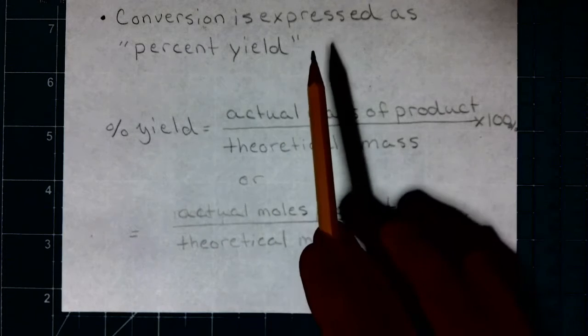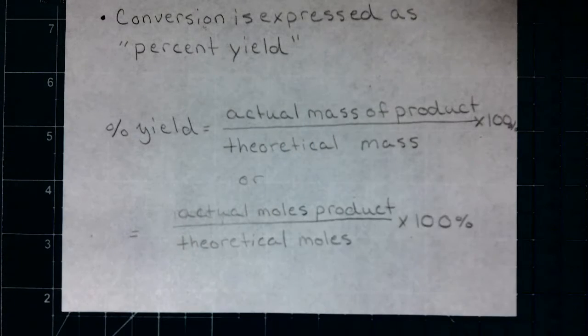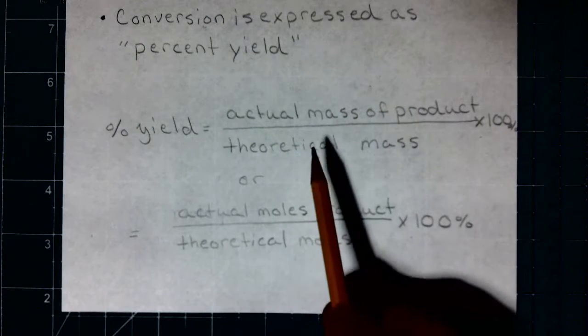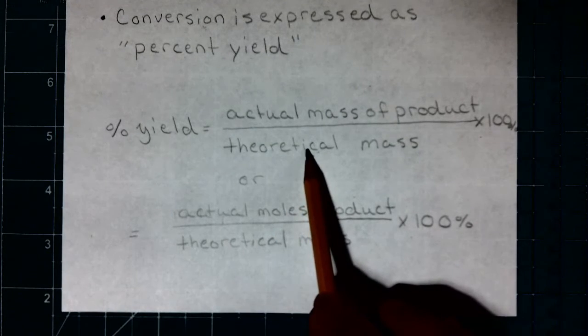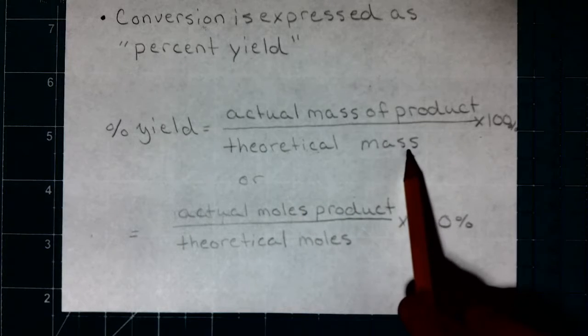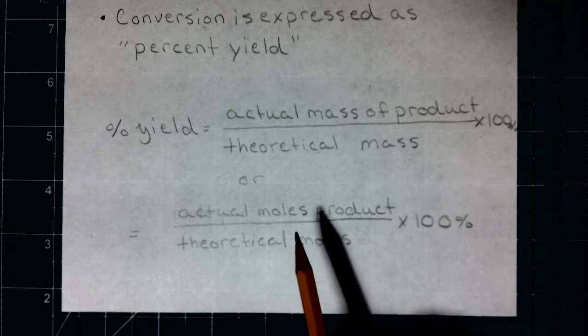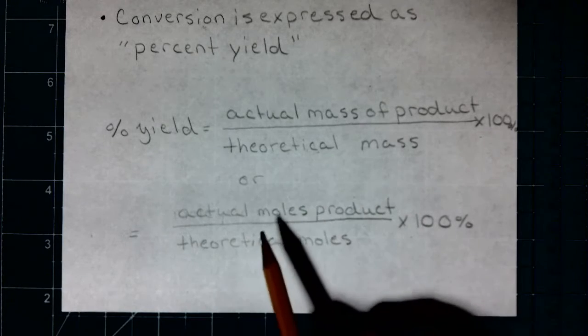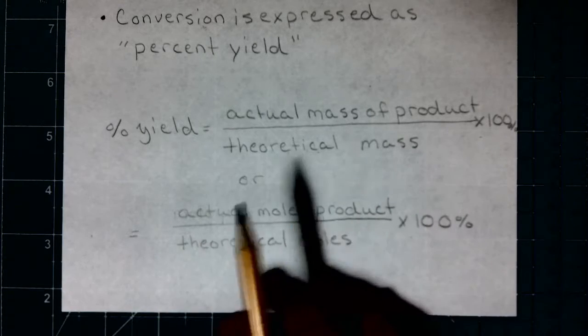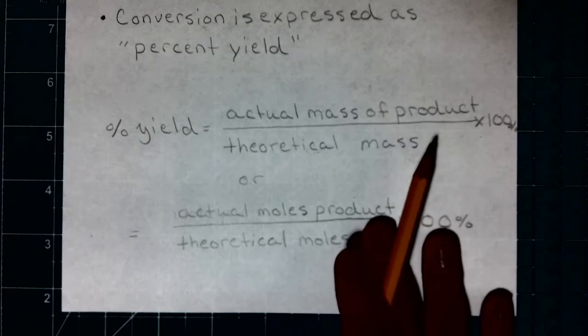Our theoretical mass is exactly what we've been calculating so far. The theoretical mass is the mass that you should get when you've identified the limiting reagent and gone through the calculations to figure out what mass you should get if you had 100% completion all the way to products.